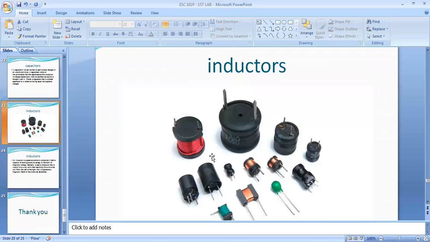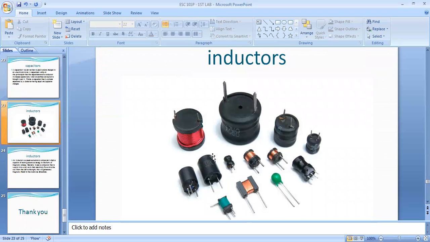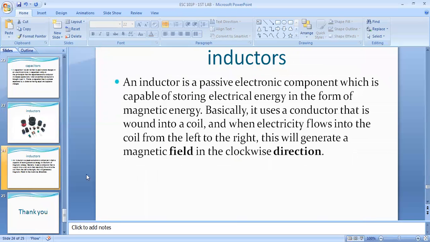Now the next is the inductor. What is the purpose of an inductor? Can anyone tell me? It stores the current, right? Yes or no? What is the purpose of an inductor?